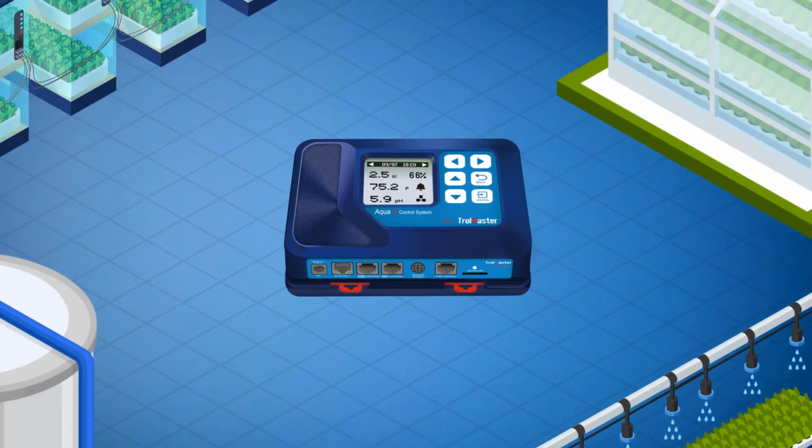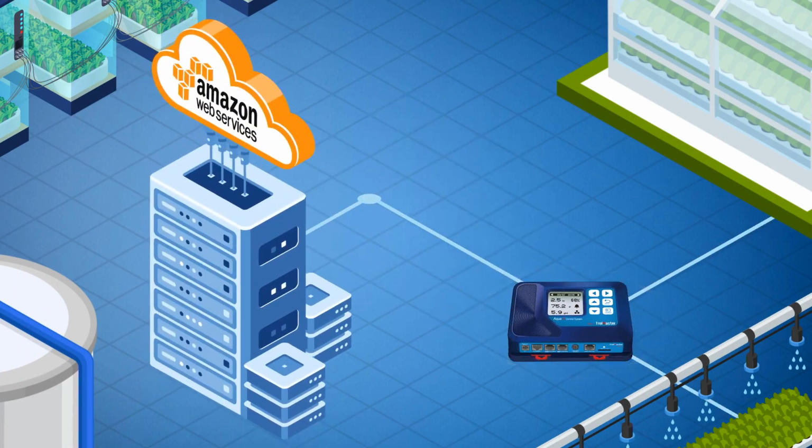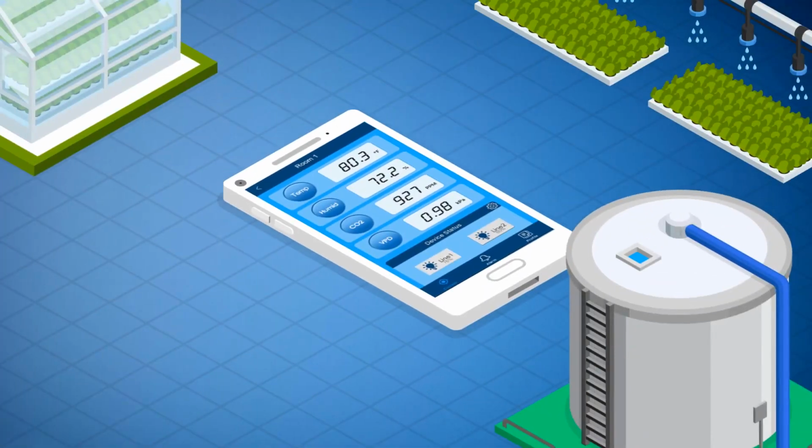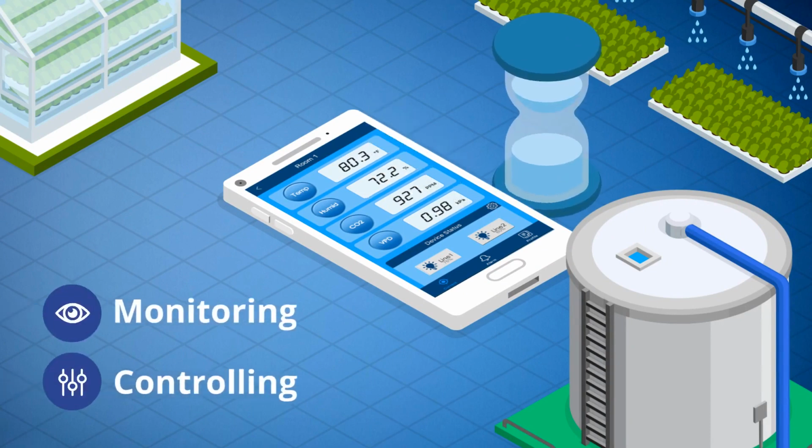One of the most powerful features of the Aqua X system is the internet connectivity to connect the unit to the Amazon cloud service. Trollmaster's free smartphone app offers monitoring, controlling, and receiving push alerts anytime, anywhere.